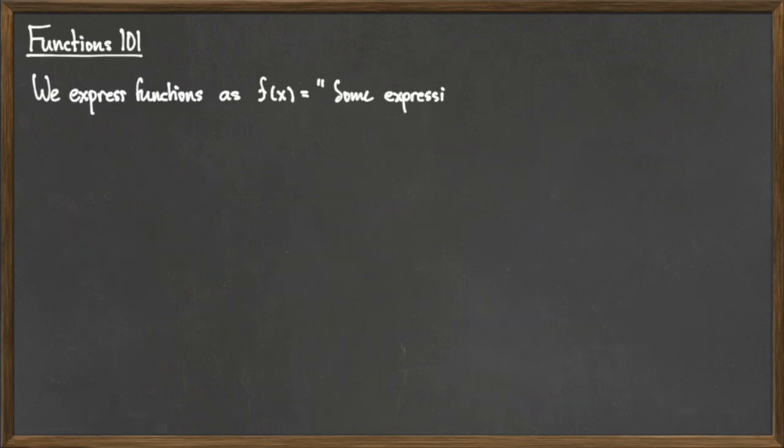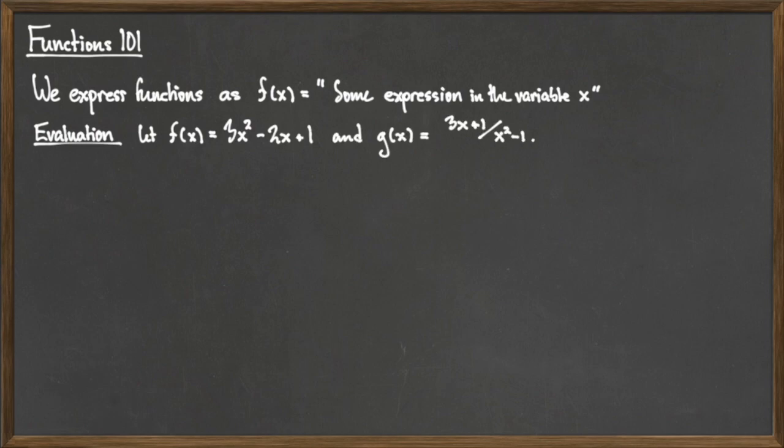The most common representation for a function is the notation f evaluated at x, which is going to be set equal to some expression in the variable x. For example, let f of x be 3x squared minus 2x plus 1, and let g of x be (3x plus 1) divided by (x squared minus 1). We want to talk about function evaluation, which simply just means I am plugging numbers or other expressions into functions, and through the process of simplification, seeing what we get.